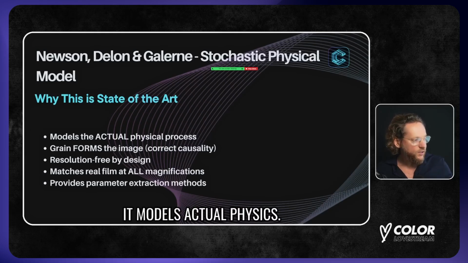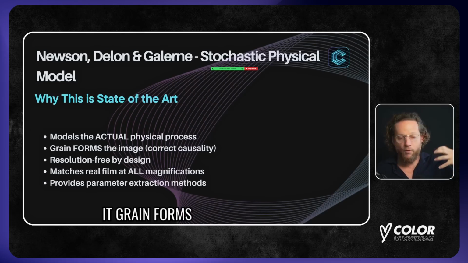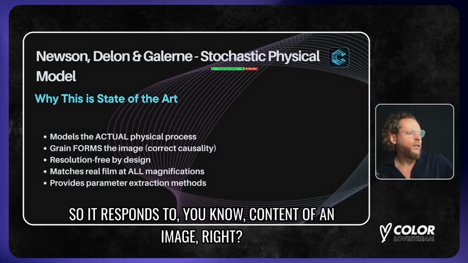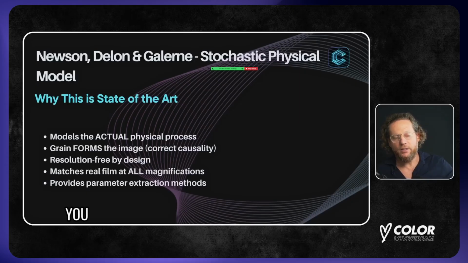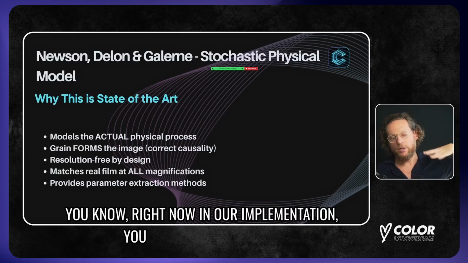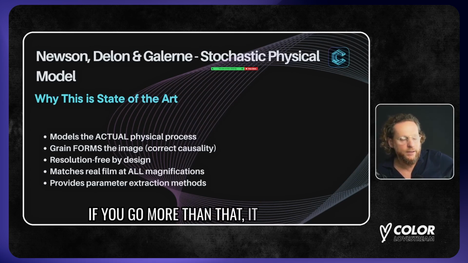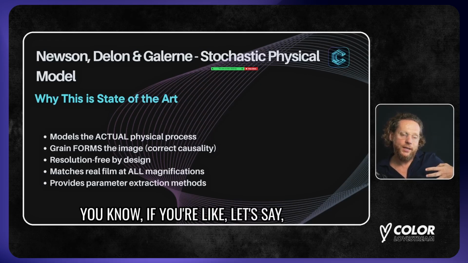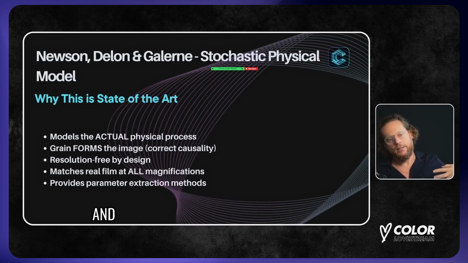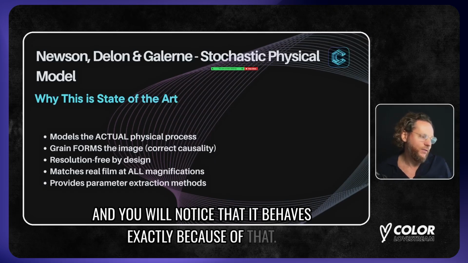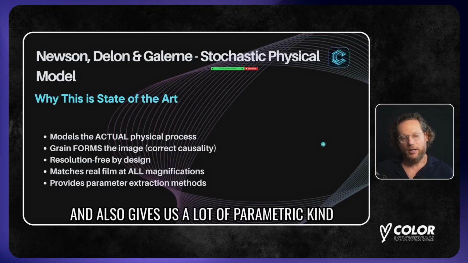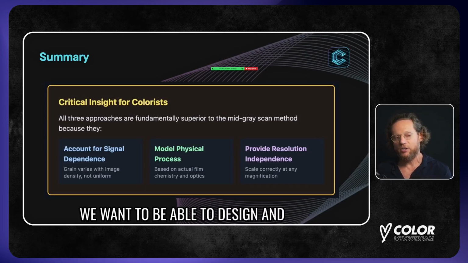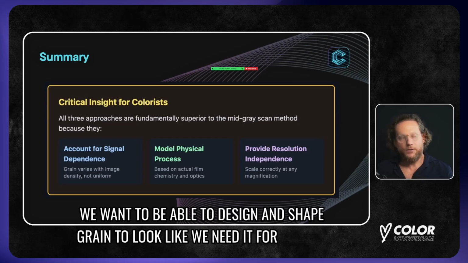It models actual physics. It grain forms the image, right? So it responds to the content of an image. It's completely resolution free by design. Right now in our implementation, you can go only up to 4K. If you go more than that, it actually scales itself, and it matches film. If you zoom in, you will notice that it behaves exactly like that, and it also gives us a lot of parametric control, which is important because we don't want to just have the same grain. We want to be able to design and shape grain to look like we need it, for certain elements.